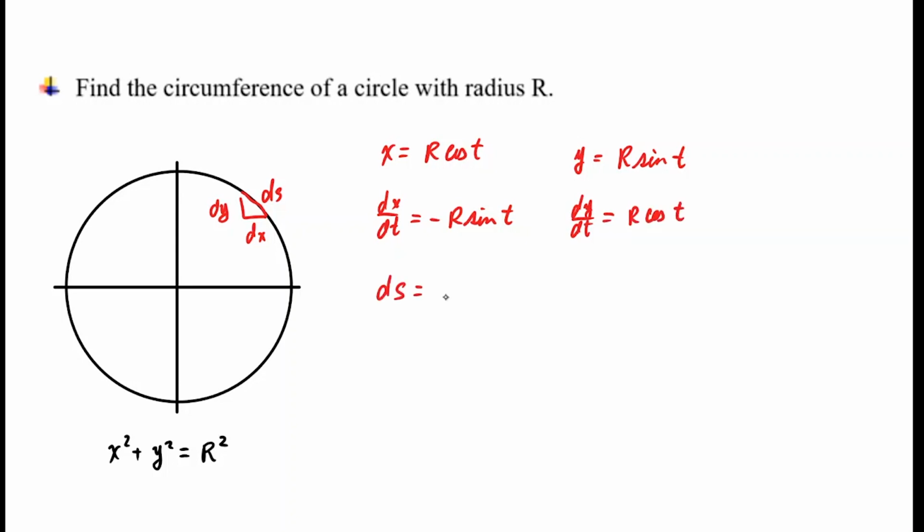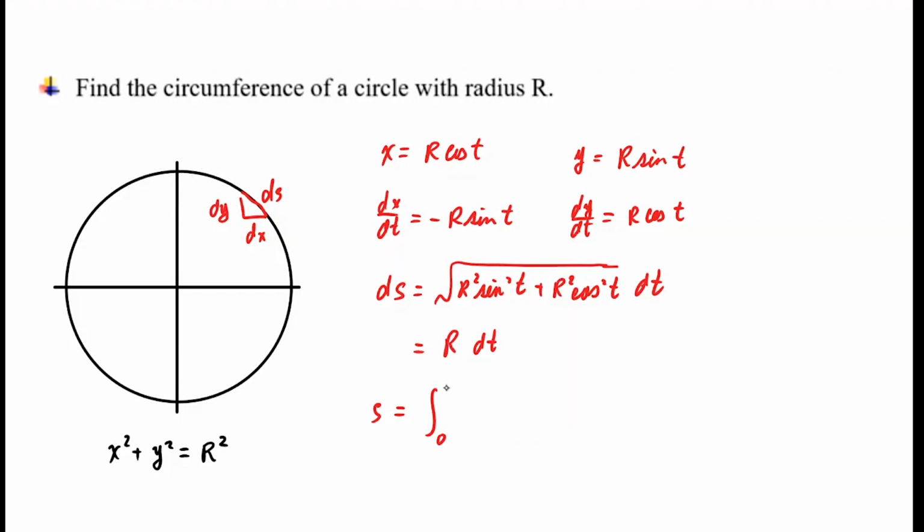So my ds is the square root of these two things squared. So I have r squared sine squared t plus r squared cosine squared t, dt. Somebody tell me what's under the square root? R? That is r, right? R squared, square root r, right? dt. That's a very nice integrand, isn't it?